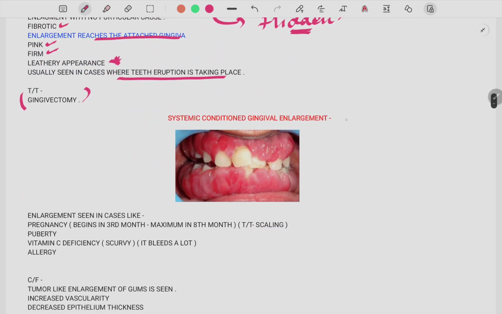If we move to another common and important type, the second most common, it is the systemic condition gingival enlargement.